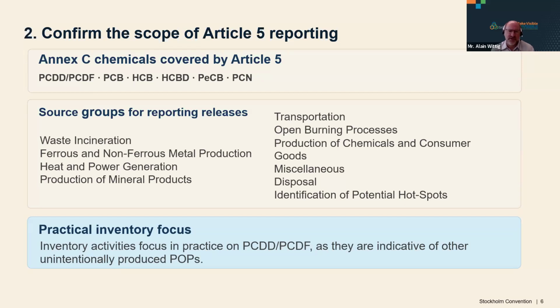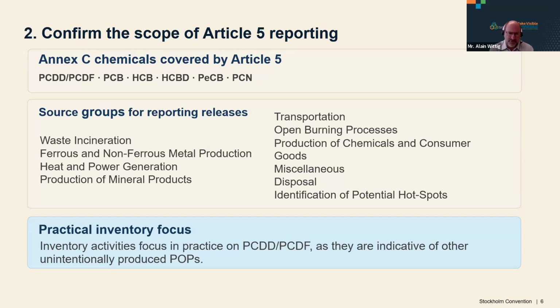And before looking at the inventories, it's useful to clarify what the inventory is actually covering. The reporting point to keep in mind is that reporting on Article 5 is about Annex C chemicals and also the source categories listed in Annex C to the Convention. The way this is translated in the reporting formats is that these are grouped as source groups for reporting releases, and they are listed here on the screen. For example, waste incineration, metal production, and so on. This is important because the action plan, the inventories, and release estimates should all relate back to these Annex C chemicals and source groups. So this is really to frame.